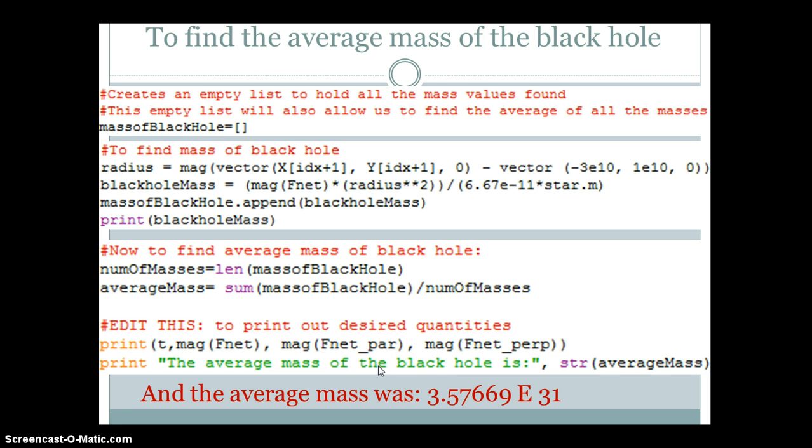Now doing this pulled up a window of many masses, all extremely close together. The mass of the black hole is expected to vary a little bit due to the changing radius as you move along the elliptical orbit, since you are not a constant distance from the center, so all these different masses are to be expected. So in order to find a more concrete number for the mass, I decided to find the average mass of the black hole. I did that with this code right here, effectively finding the average to be 3.57669 e to the 31.